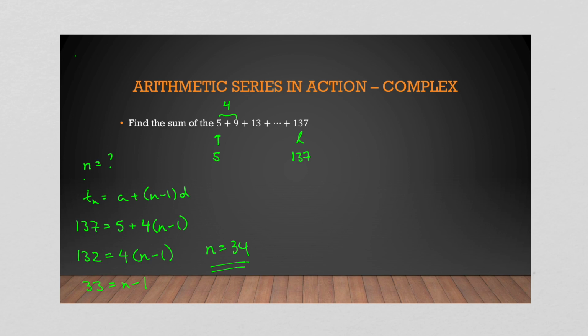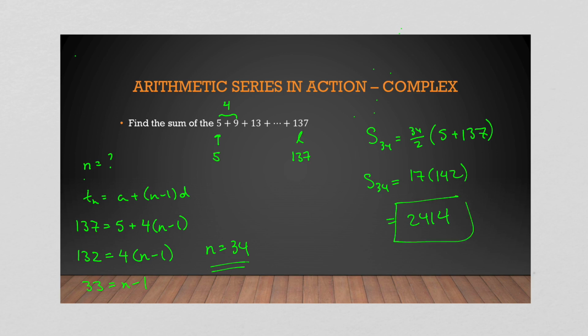So now that we have that, we can use the sum of 34 terms is equal to 34 over 2 times 5 plus 137, which gives us the sum of 34 is equal to 17 times 142, which gives us 2,414. So this is all about acknowledging the equations we have given, finding the information we have, and moving forward from there.